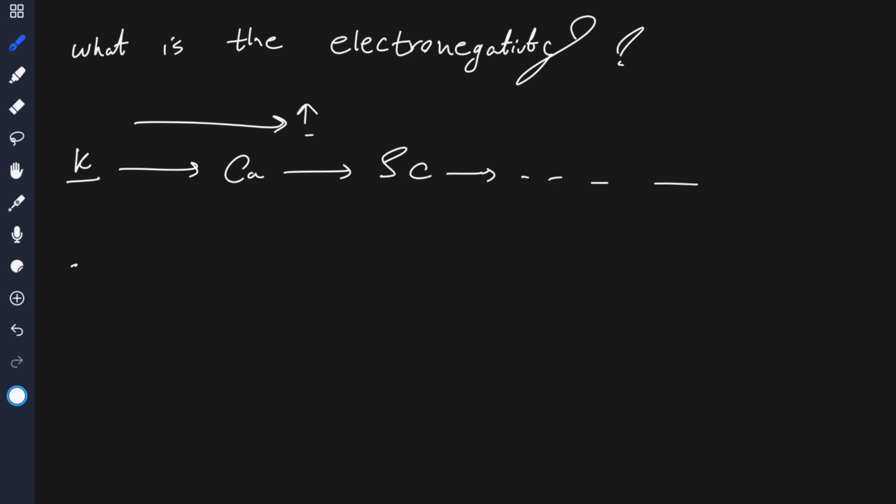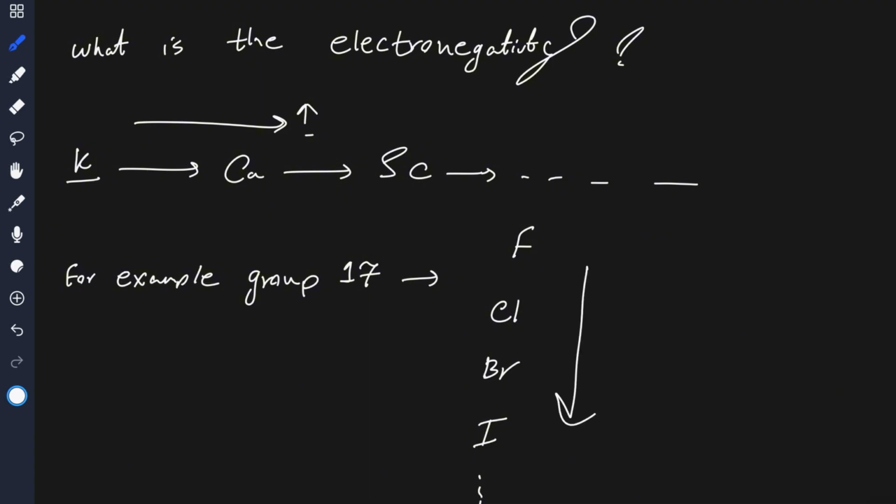For example, group 17: fluorine, chlorine, bromine, iodine, and etc. Electronegativity decreases. So fluorine is the most electronegative.